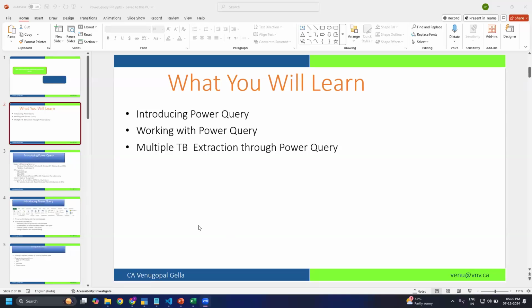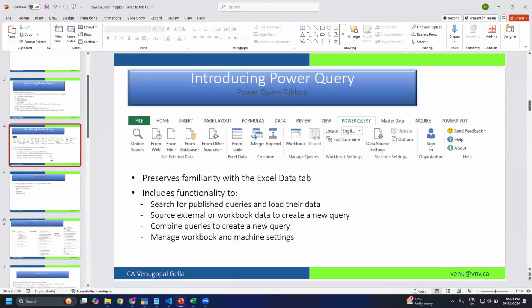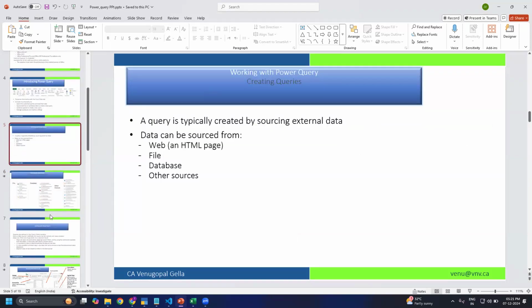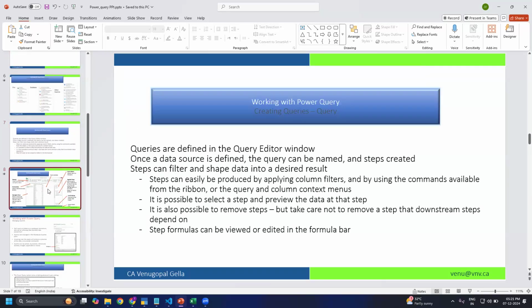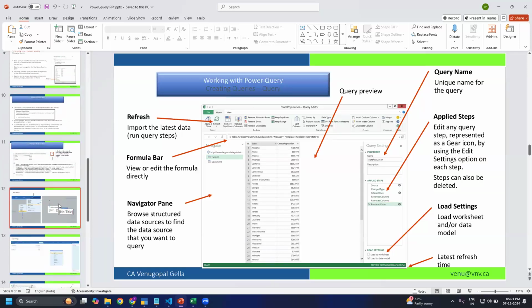Okay. Hi to everyone. Today's session is multiple TB extraction through Power Query. I have done documentation about this, the basic introduction to Power Query, working with Power Query, everything. So I'm not going through all of this. It's done for the audience who attended this session. So directly we are moving to TB, how to extract TBs. Once you go through these slides, I will start from here.